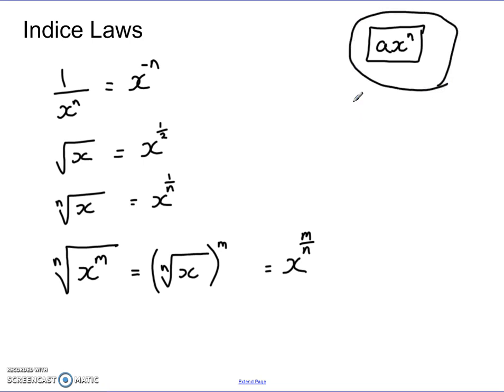So we're going to look at a couple of examples of these sorts of ones, dealing with negative indices and roots in this video, and we'll look at what happens when we've got more than one term in the follow-up video. So let's look at an example. Imagine I have y equals square root of x, and I want to find the derivative of this.